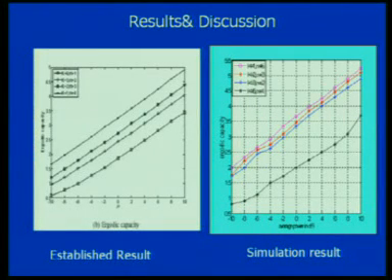So these are the results we have achieved so far. The first graph shows the established results, and the second one shows the simulated results. By comparing the first graph and second graph, I can say my result is better than the established result.